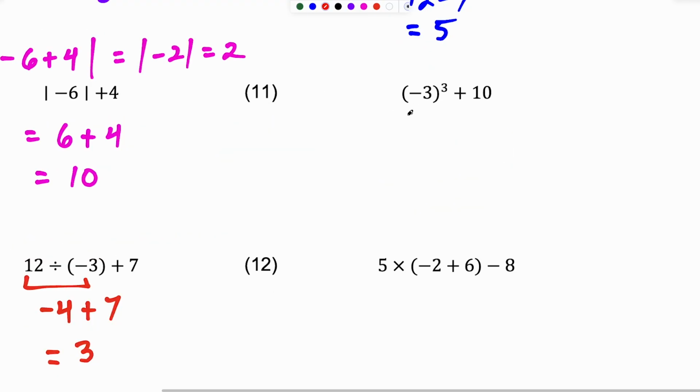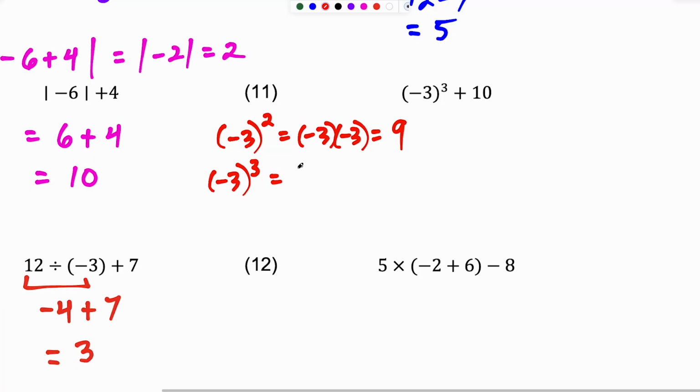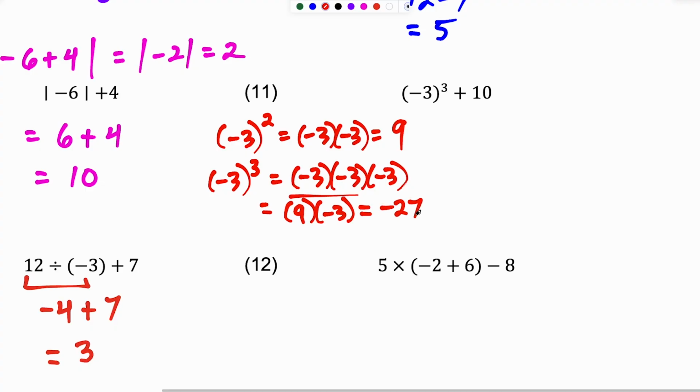Question 11, we have -3 to the third power plus 10. So let's look for the trend here. -3 to the second power is the same thing as -3 times -3, which is equal to +9. But when we do -3 to the third power, now what we're doing is we're doing -3 times itself 3 times. And we just saw a moment ago, -3 times -3 is +9. So we get +9 times -3, which is equal to -27. So for this question, we are using order of operations, but we have to make sure that we do the parentheses exponents first. So now I'll write the solution over here.